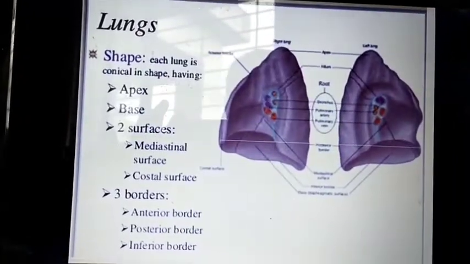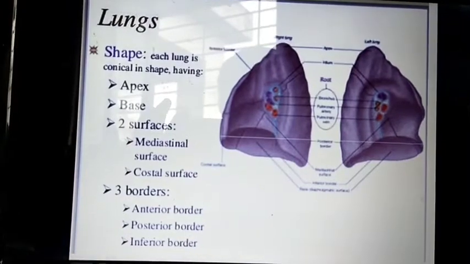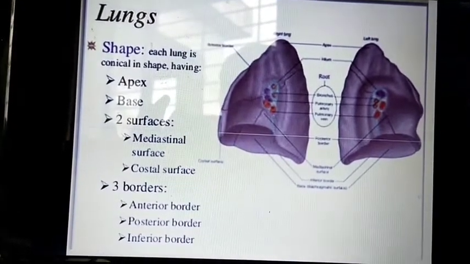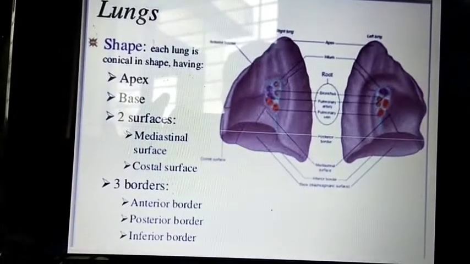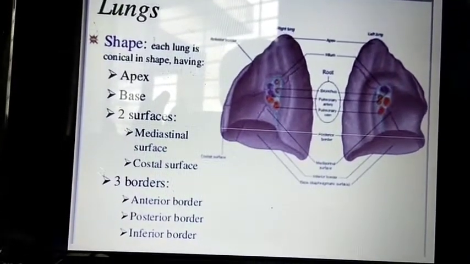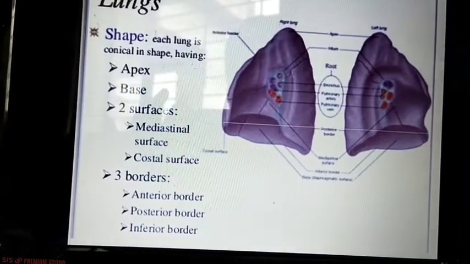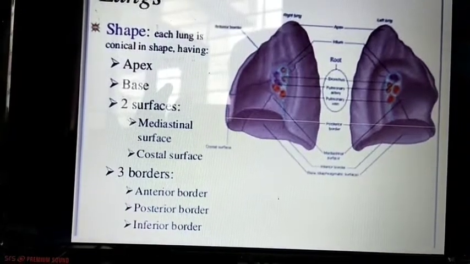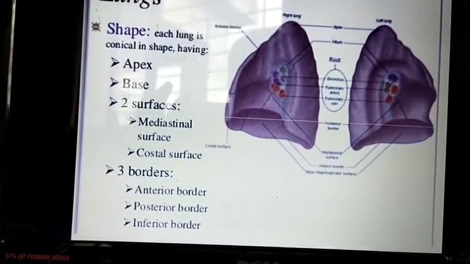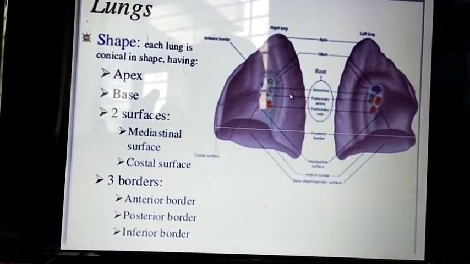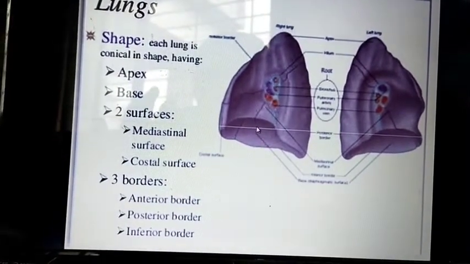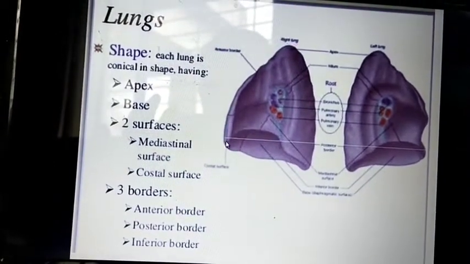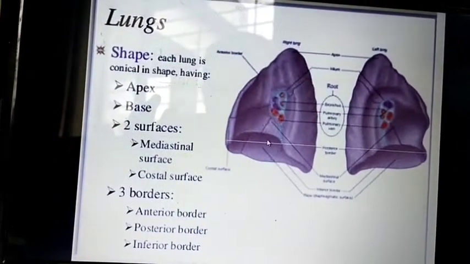Now, the shape of the lung: the lungs are conical in shape. Each lung has an apex and a base, two surfaces and three borders. It has the apex, base, anterior border, posterior border, and the inferior border.